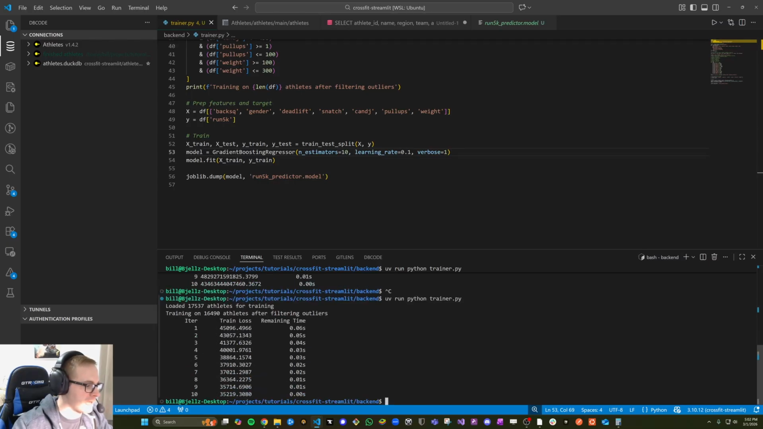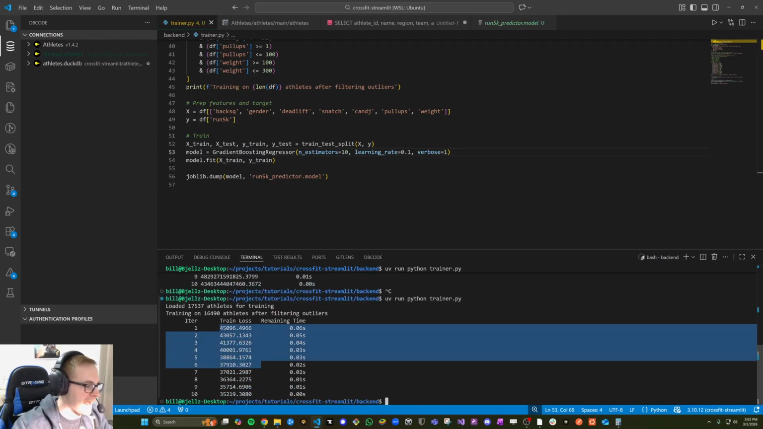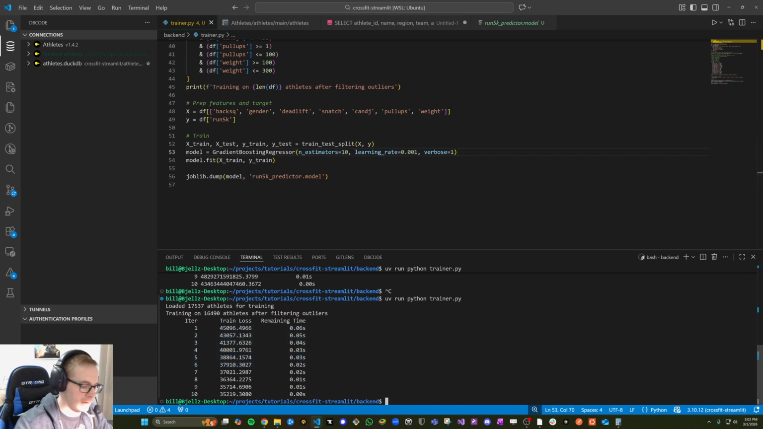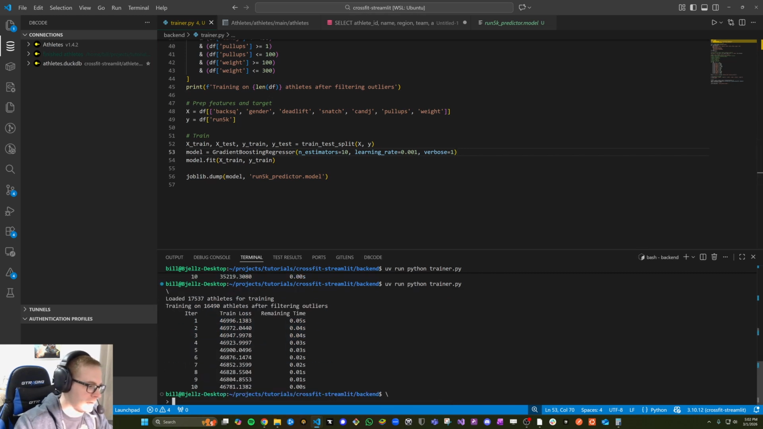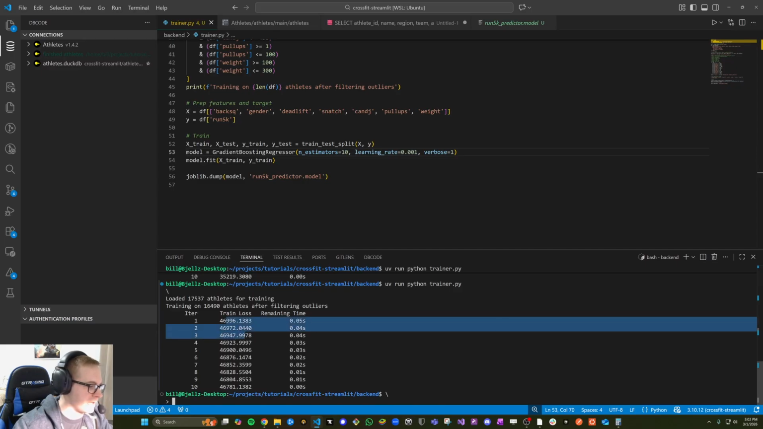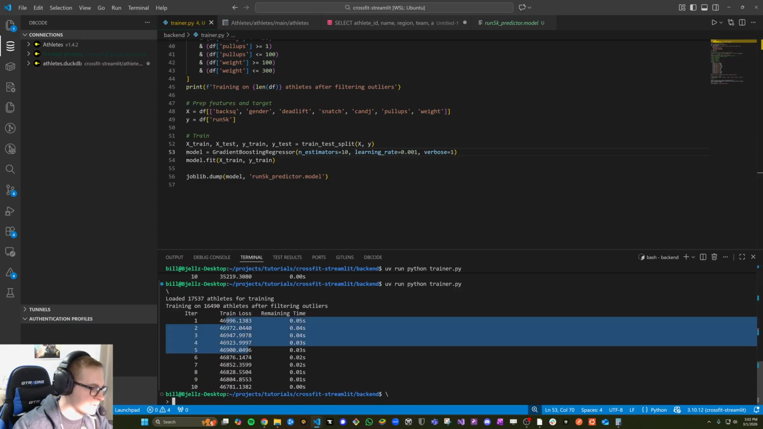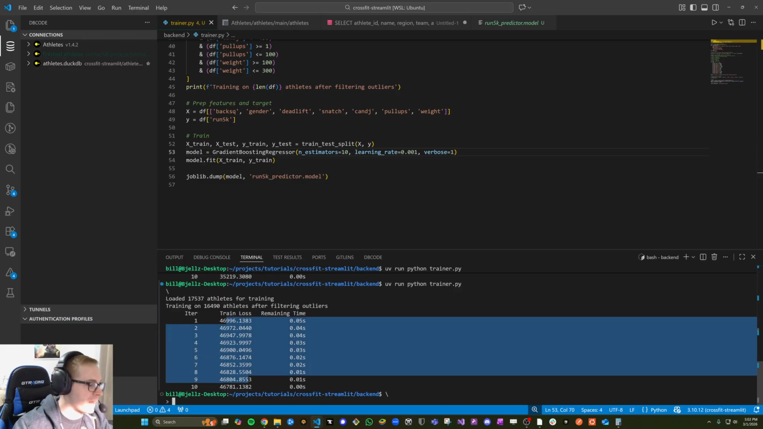Then the training loss goes down at a lower rate. Let's make this actually even smaller. Let's do 0.001. And you can see the learning rate, the loss, is still going down, but very, very slowly though.